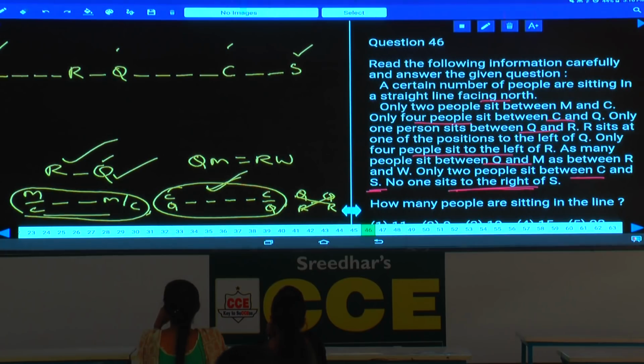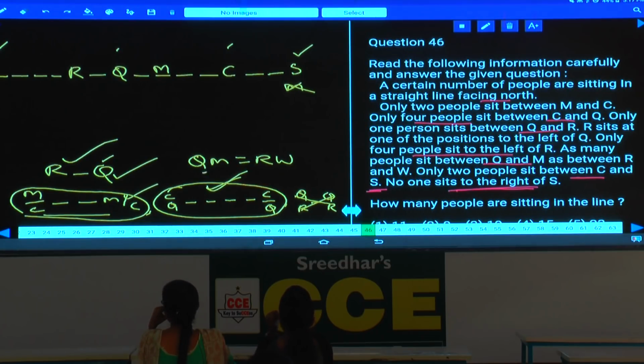Between M and C, how many persons are in between? There must be exactly two persons. Now, two persons means M can be either on the right hand side of C or the left hand side. Right hand side is not possible because S and M must be in the same place. Then on the left hand side M must be at this place, and we have taken this information as well.